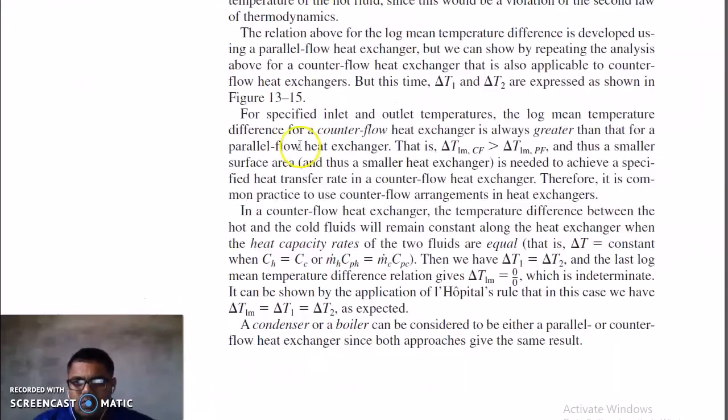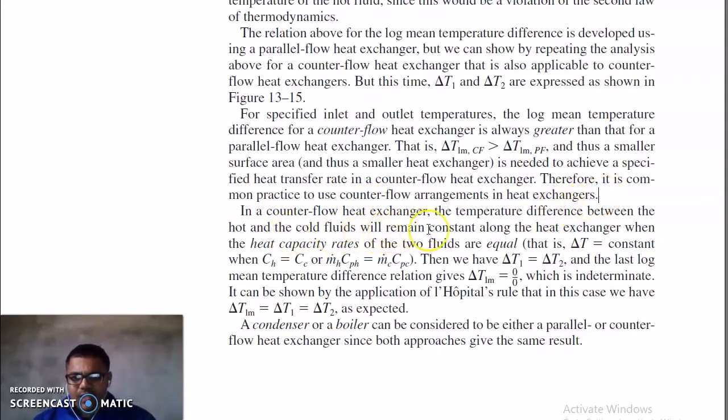For specified inlet or outlet temperatures, the log mean temperature difference for a counter flow heat exchanger is always greater than that for a parallel flow heat exchanger. That is, delta T logarithmic mean of counter flow is always greater than delta T logarithmic mean of parallel flow. And therefore, if this difference is more for counter flow as compared to the parallel flow, a smaller surface area is needed in case of counter flow heat exchanger as compared to parallel. Therefore, it is common practice to use counter flow heat exchanger arrangement as compared to parallel.